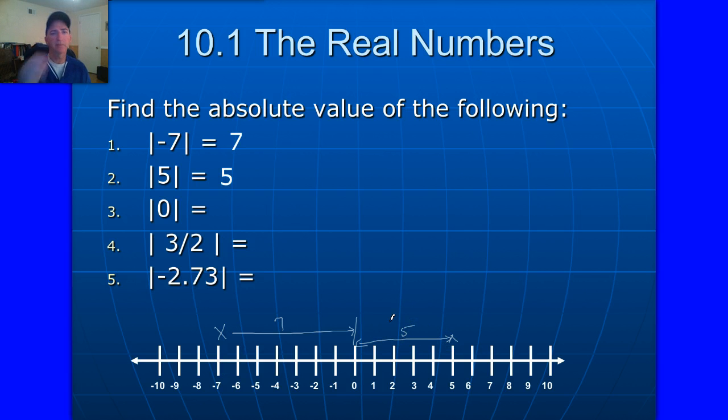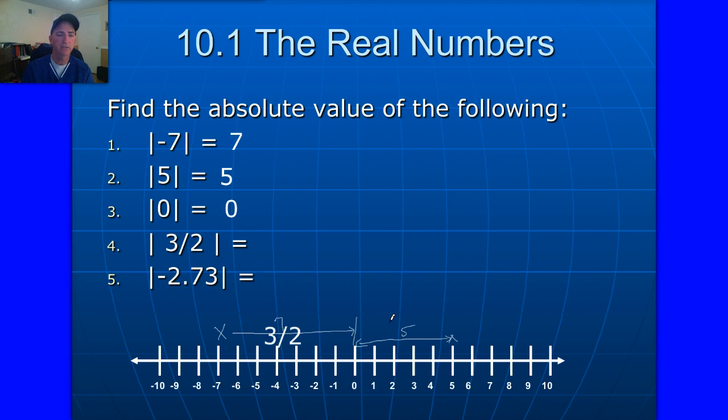Now here's where some people get mixed up. On number 2, they want to answer -5. No, don't do that. That's called the opposite, and that's not what absolute value is. The absolute value is always a positive value. It's how far it is from 0. And on the third question, 0 is 0 spaces from 0.